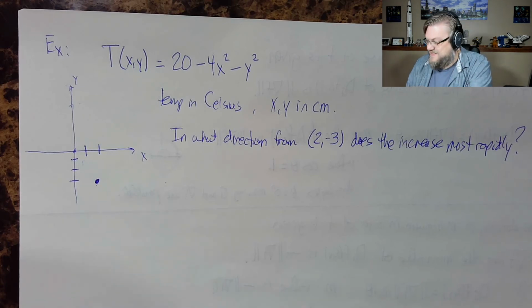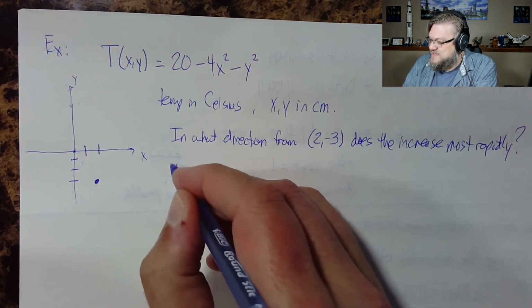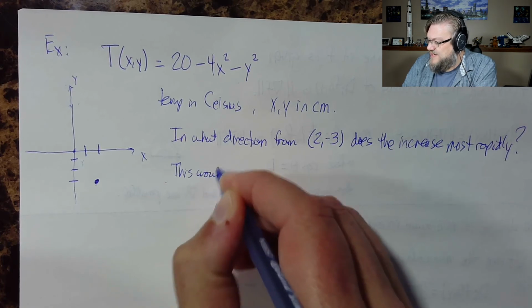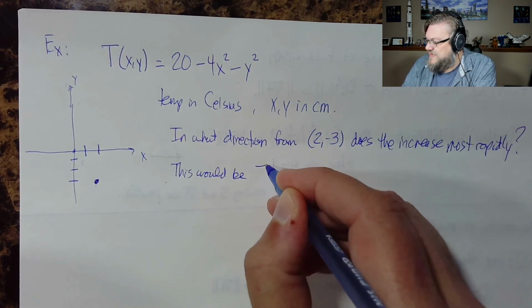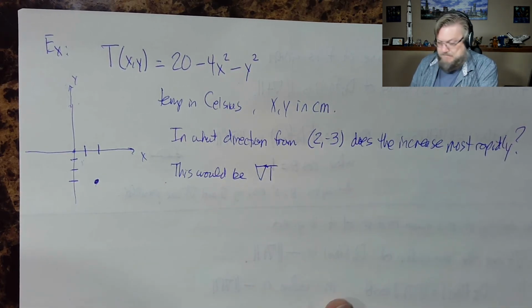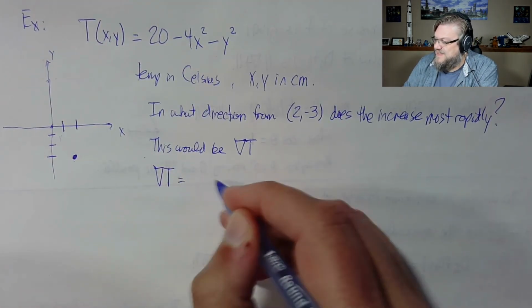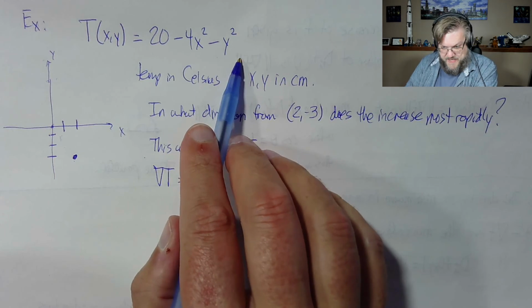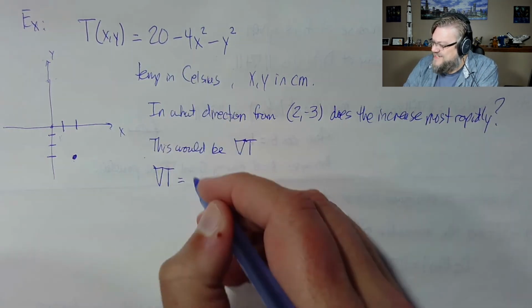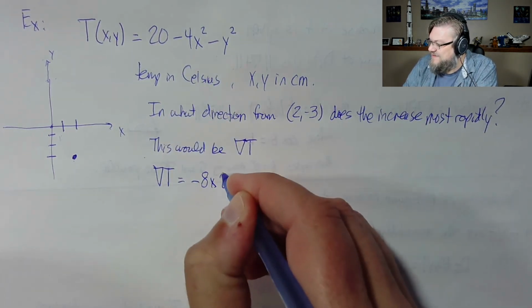So let's see what we get. This would be the gradient, would be del T. Okay, so I'm going to calculate del T. And that's going to be the partial derivative with respect to x. So that's going to be negative 8x i.